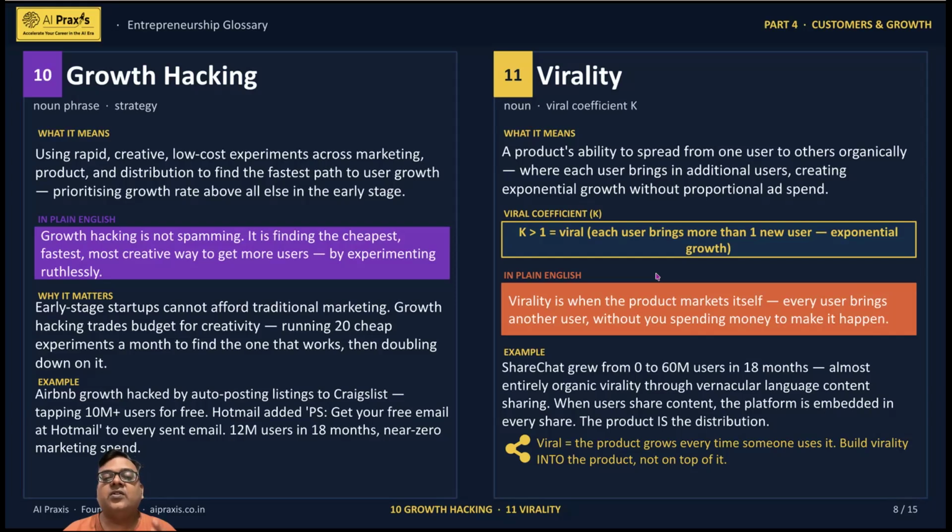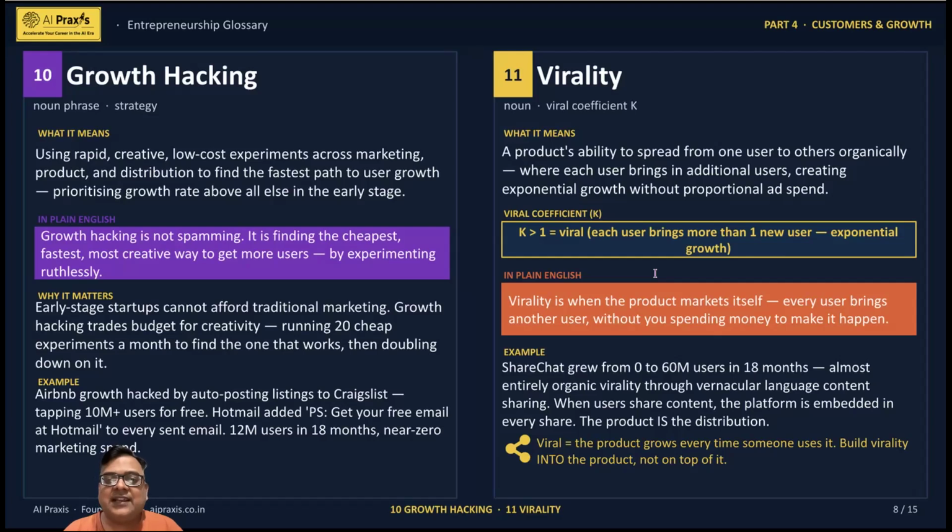Instead of running one big campaign, you run 20 experiments. Most will fail, one will work. And then you double down on that. Look at the Airbnb example. They didn't spend heavily on advertisements in the beginning. Instead, they growth hacked by auto posting their listings on Craigslist. Now, Craigslist already had millions of users looking for accommodation. Airbnb simply plugged into that existing demand. And the result was massive growth without massive spend.